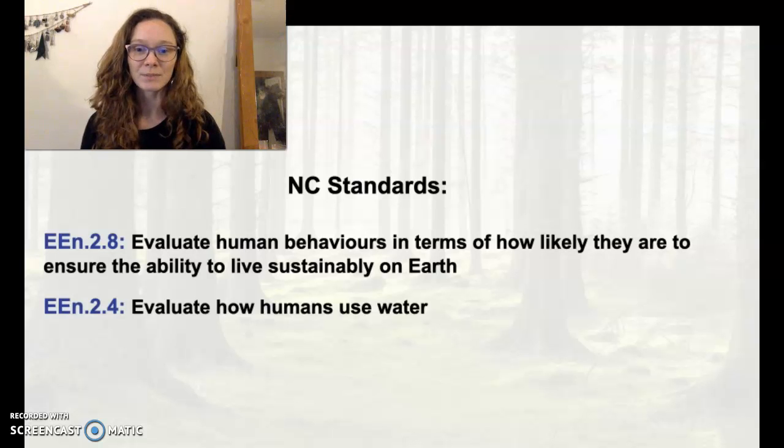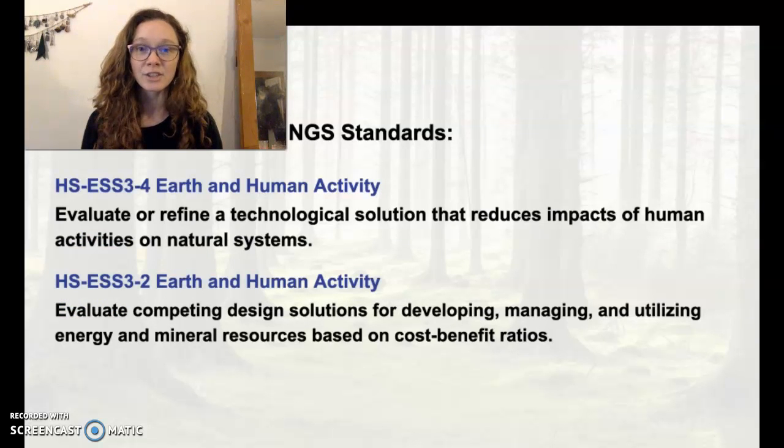And so this is a big purpose of the unit, and so this project will be evaluating all about how human activity impacts water. I also wanted to include a couple of the next generation science standards. Even though North Carolina hasn't adopted these yet, I find them to be very skill-oriented and more detailed than the North Carolina course of study. So I wanted to go ahead and include 2 that kind of feed into this project. And so the first one involves evaluating or refining a solution that reduces the impacts of human activity on natural systems. And the second is to evaluate design solutions for developing or utilizing resources based on cost-benefit ratios. And so I'm asking students to do parts of both of these skills for this project, and there will definitely be other projects throughout the semester where hopefully they will more explicitly address these 2 standards.